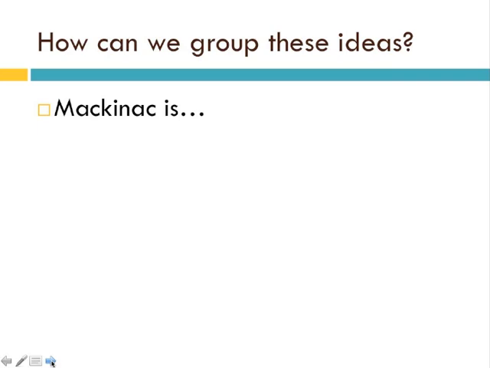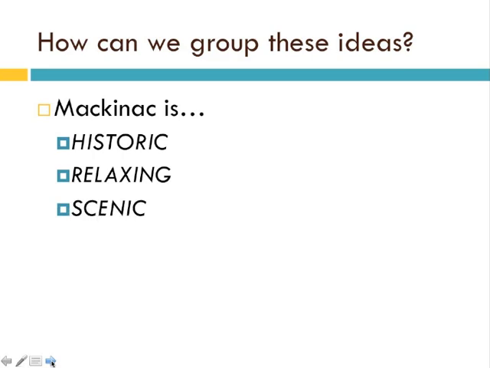So if I could summarize these into 3 simple words, I could say that Mackinac is historic, it's relaxing, and it's very scenic.